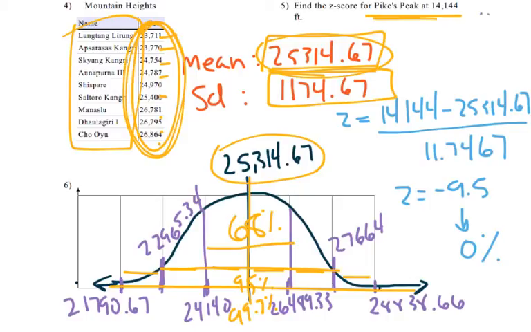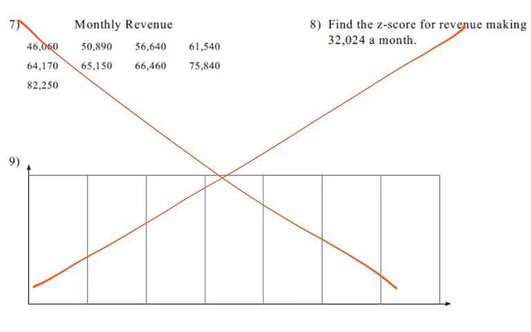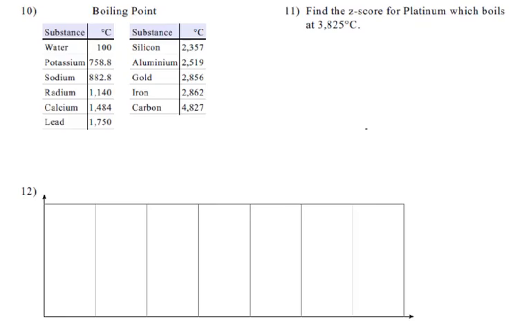Okay, now these numbers are just for this group. So we added a different mountain, and ours was a lot smaller. Notice how it's a lot smaller. So when you find a z-score, you get negative 9.5. That's off our chart. So that's like 0%. That means it's so far down that it is highly unlikely, because when we look at all these mountains, they're so much taller. Okay? So there's that one. Don't worry about doing that one. Okay, let's take a look at this one now.